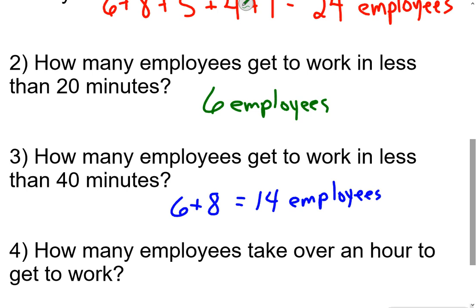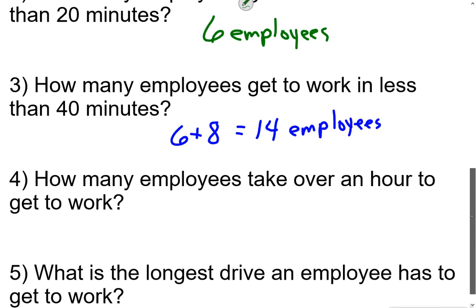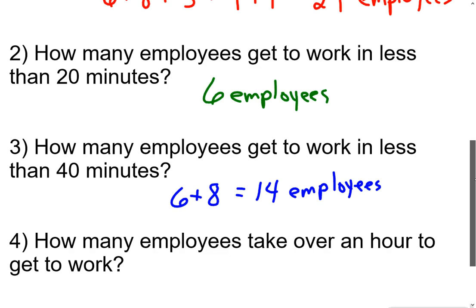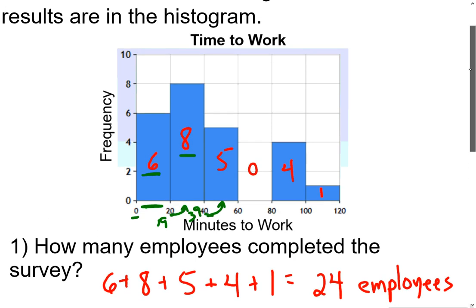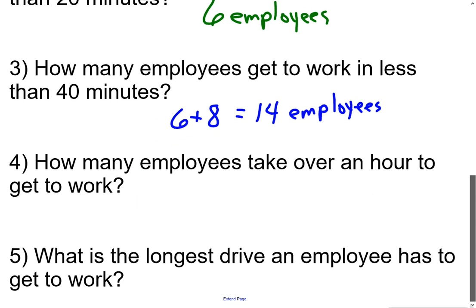Then we get on to, no, it's not the last question I have here. Number 4, though, how many employees take over an hour to get to work? So over an hour, 60 minutes or more, or actually more than 60 minutes. Well, there's nobody here, but these 4 people in the first little box there and the 1 in the second little box there, they all take more than 1 hour to get to work. So I would say the 4 plus 1 puts me at 5 employees take more than an hour to get to work.